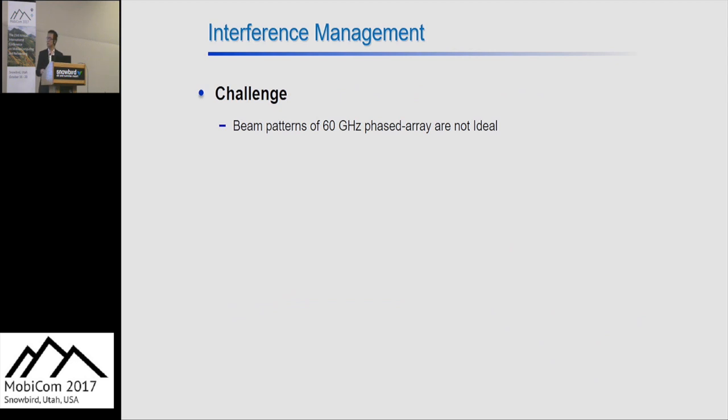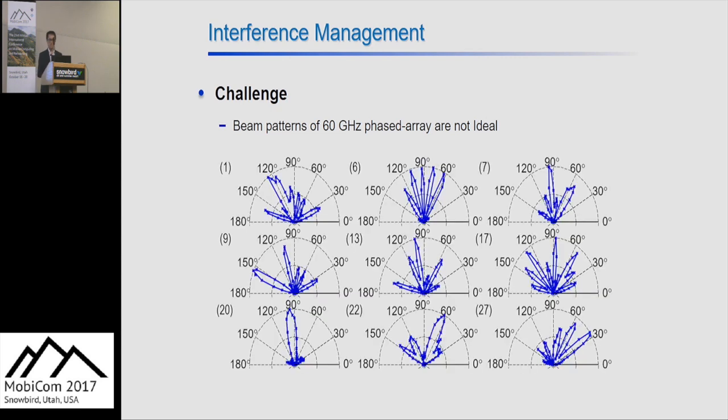However, we found the current beam patterns of the 60 GHz phased array are not ideal yet. This figure shows the beam pattern measurement from a commercial 60 GHz laptop. Ideally, each beam pattern should only point to one direction. However, we find that multiple other directions also have relatively large signal strengths. And there are two causes to this phenomenon.